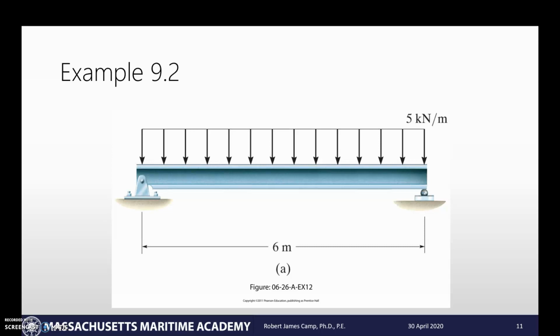So this one's pretty easy because it's a box load. So the centroid will be right in the middle. So the concentrated load is just going to be our distributed load of 5 kilonewtons per meter times 6 meters. And so that'll be 30 kilonewtons. But let's go through our steps.